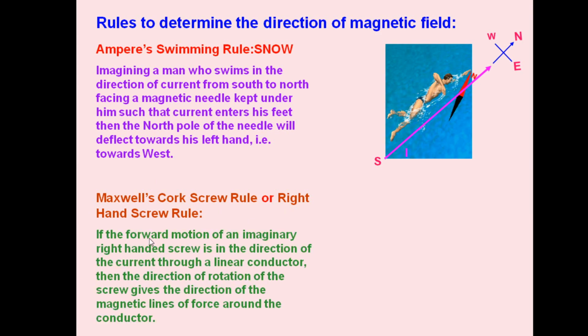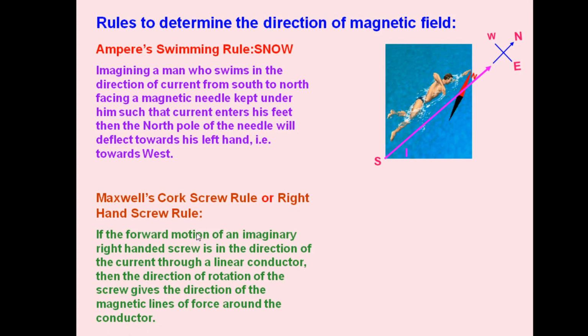According to this, if the forward motion of the imaginary right-handed screw is in the direction of current through a linear conductor, then the direction of rotation of the screw gives the direction of magnetic lines of force around the conductor. Very simple rule it is.